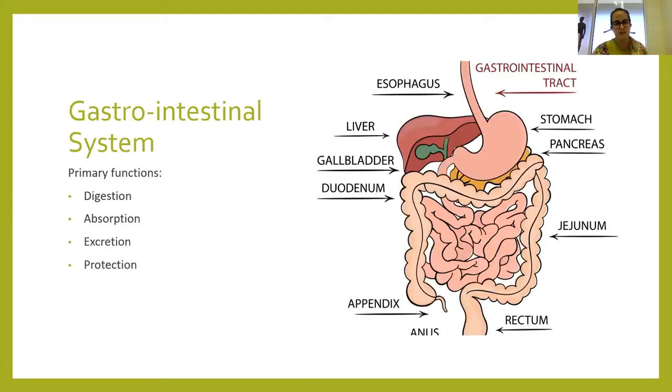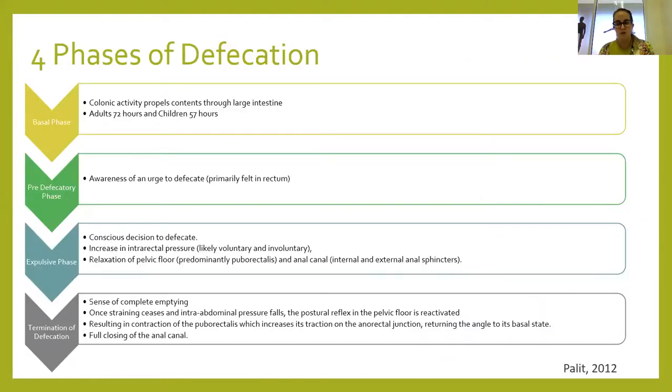Your gastrointestinal system is for your digestion, your absorption of nutrients, and of course the excretion of any byproducts and waste products in the form of poo. It's also a protection mechanism against anything attacking the body. In order for your child to poo, there are 4 phases. Your colonic activity propels the contents from the stomach into the small intestine, and then into the large intestine. For adults it can take 72 hours, and for a child it normally takes 57 hours.